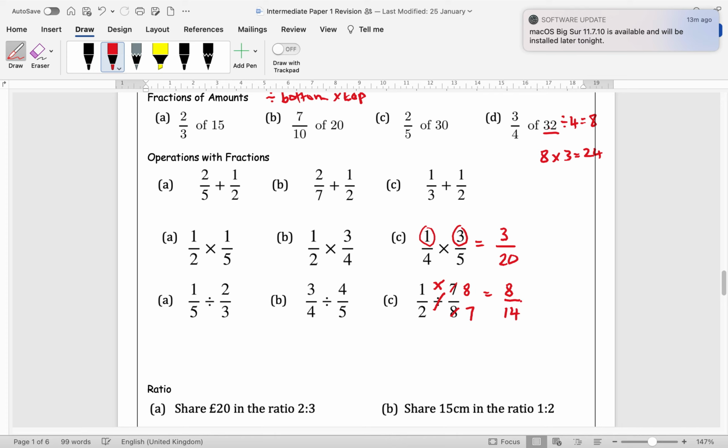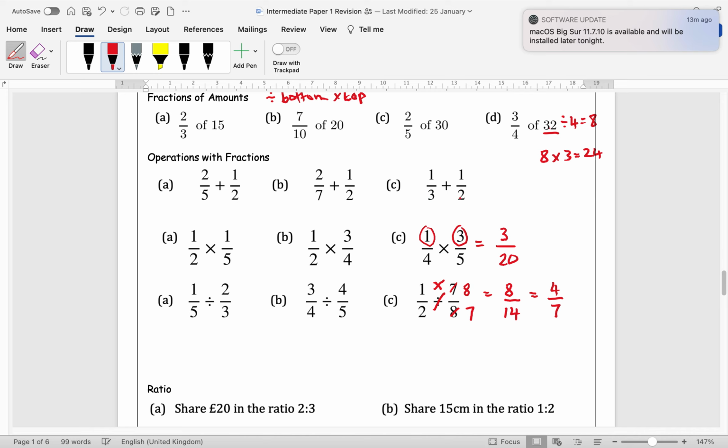Now, let me just check if the question would ask you to simplify your answer. No, it doesn't. There's no need to simplify these. However, if we were simplifying this fraction, okay, we could half the top and the bottom, something we couldn't do with the answer above. All right. Now, for adding and taking away, the bottom numbers need to be the same. Here, the 3 times table is 3, 6, 9, 12, so on. The 2 times table is 2, 4, 6, 8. Okay.